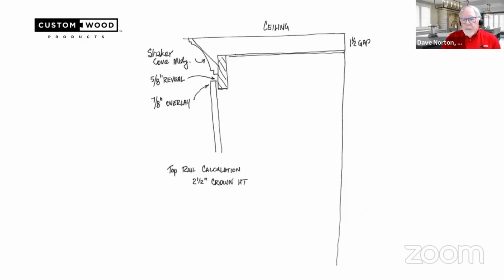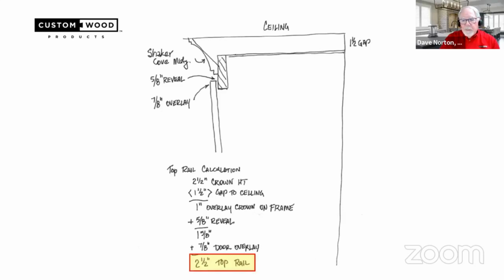So by starting with a 2.5 crown height and deducting the gap to the ceiling, in this case 1.5 inches, we know the crown is going to overlay on the face frame by 1 inch. We add the 5/8 reveal, we're at 1 5/8. We add a 7/8 door overlay, and we know the top rail is now 2.5 inches. You're welcome to do that math if you want to, but you don't have to.